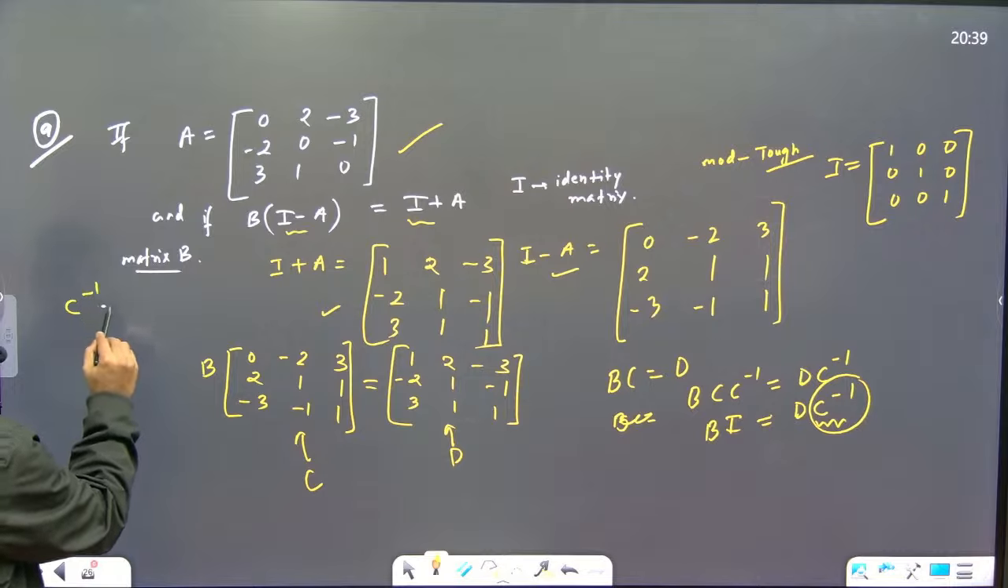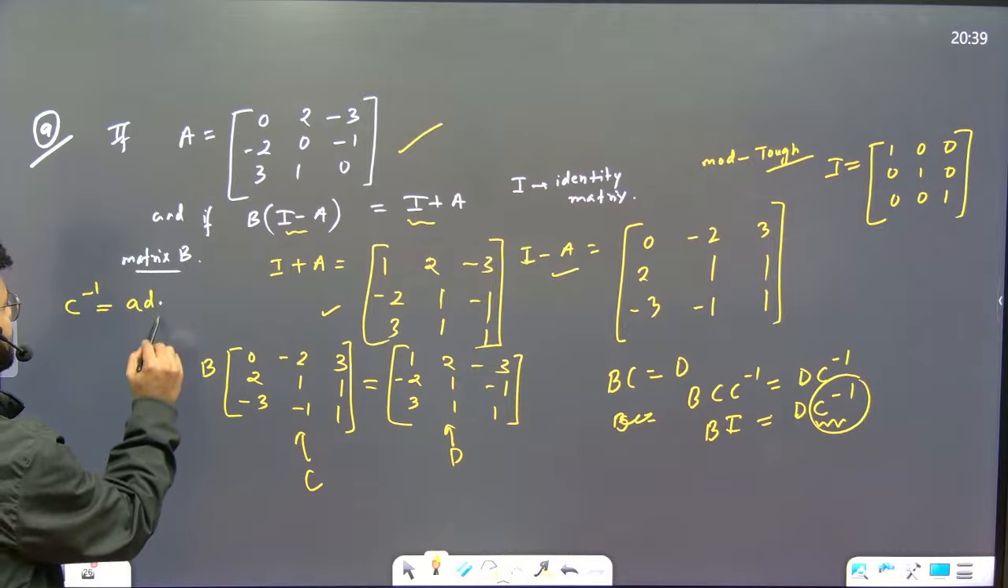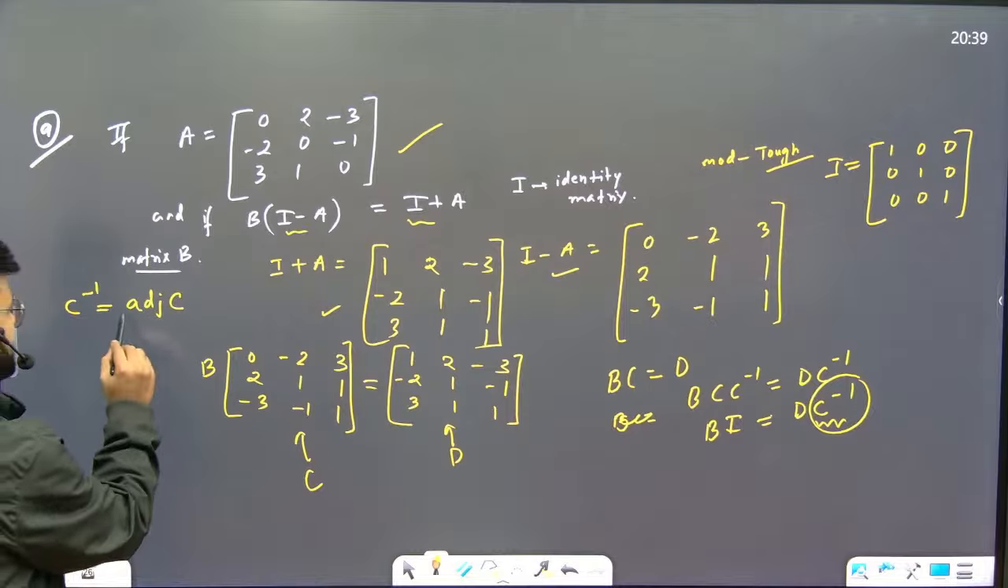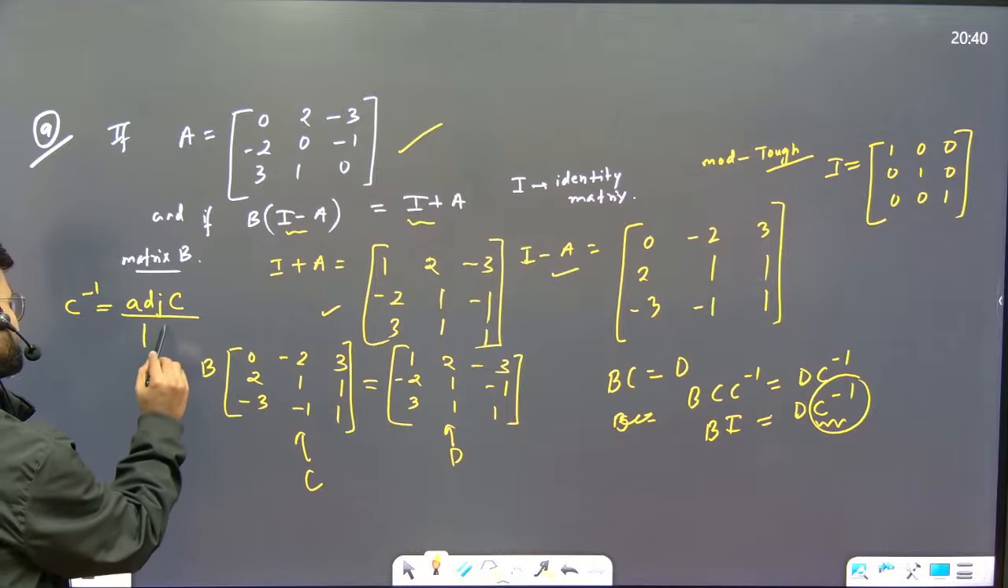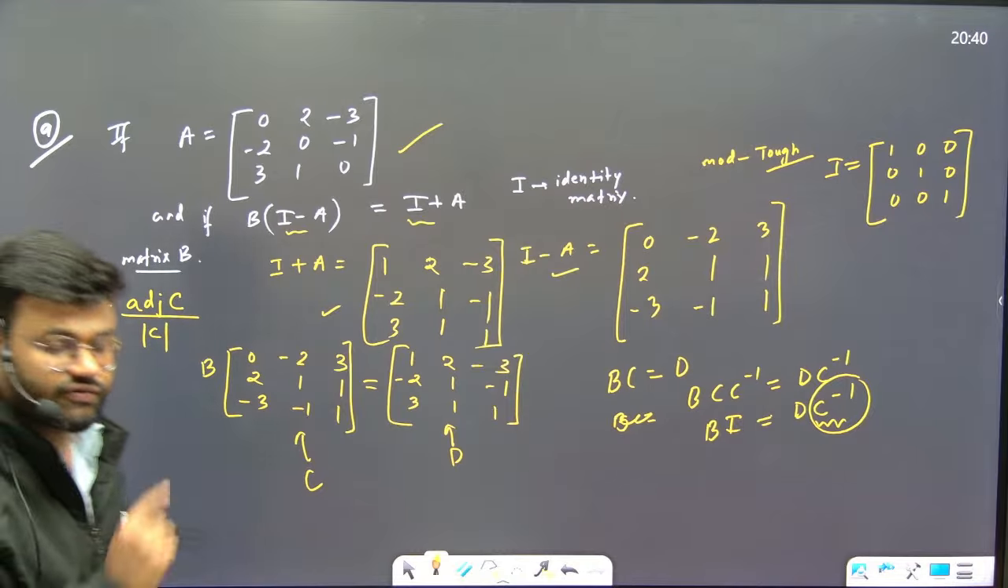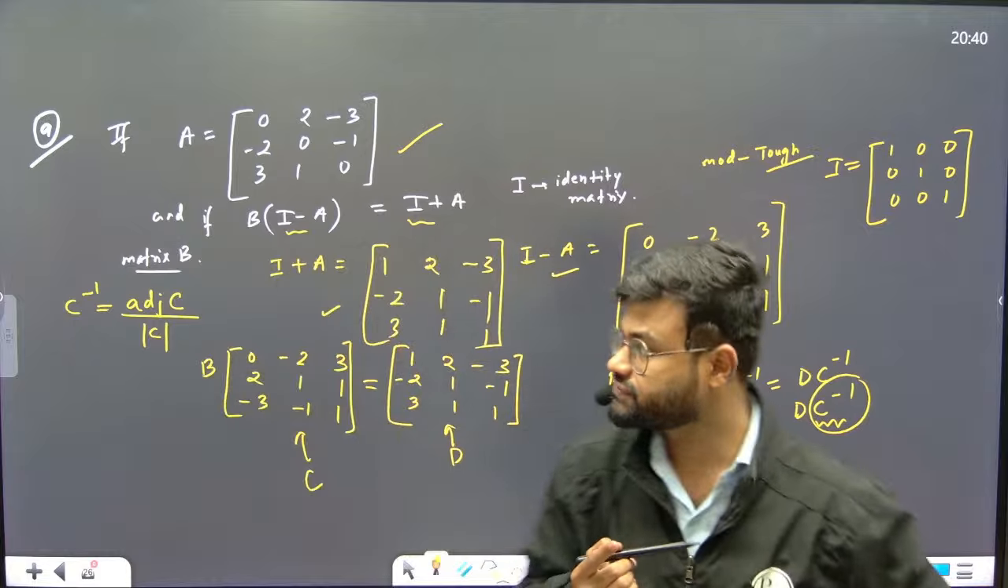Inverse of a matrix is given by the adjoint of the corresponding matrix C divided by the determinant of the corresponding matrix, that is, determinant of C. Now how to find the adjoint of C?